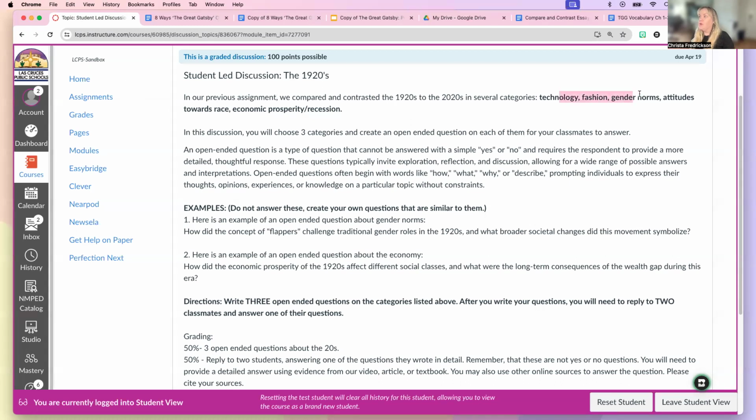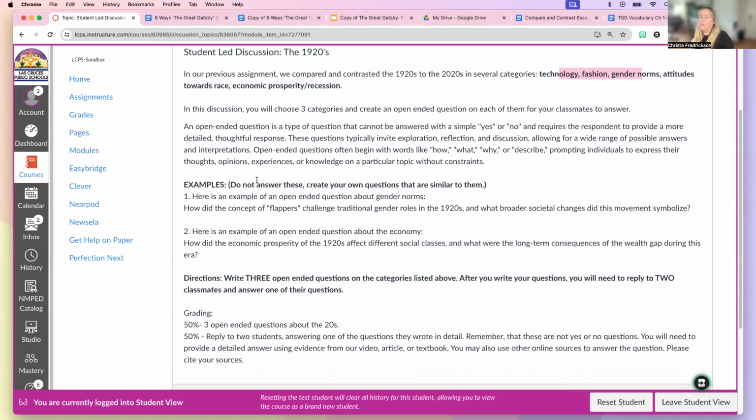We're going to choose 3 of those categories to create an open-ended discussion. So what we want to do is think about what our topics were, and we want to think about what an open-ended question is. So a closed question is like a yes or no question, right? If the answer is yes or no, or if it's a factual answer, like in what year did someone do this, that's considered a closed question.